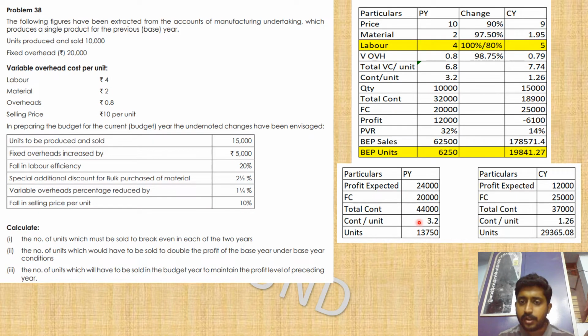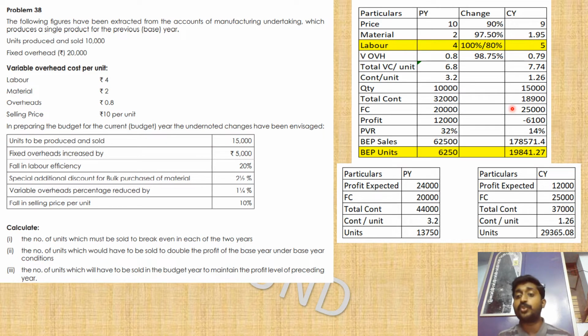So it is going to give you 13,750 as the units. So we must be very careful. The number of units which have to be sold in the budget year, which means the current year, to maintain the profit level of the preceding year. So preceding year, what is the profit? 12,000. If 12,000 has to be the profit and fixed cost is 25,000, we should not miss the data. Okay, 12,000 of the previous year has to be the profit in the current year.